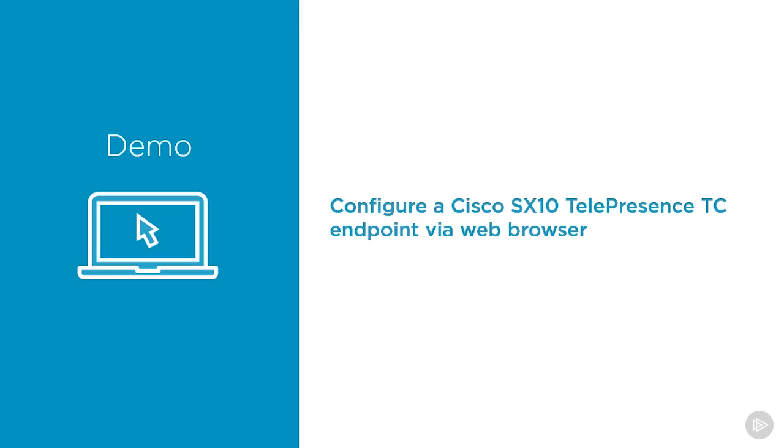In this module, we're going to demonstrate how to configure the SX10 TC endpoint via web browser. Our SX10 is on the network and it has an IP address. And that's all it needs. From there, we can connect to it via web browser. We've got all kinds of settings that we can modify via the web page.